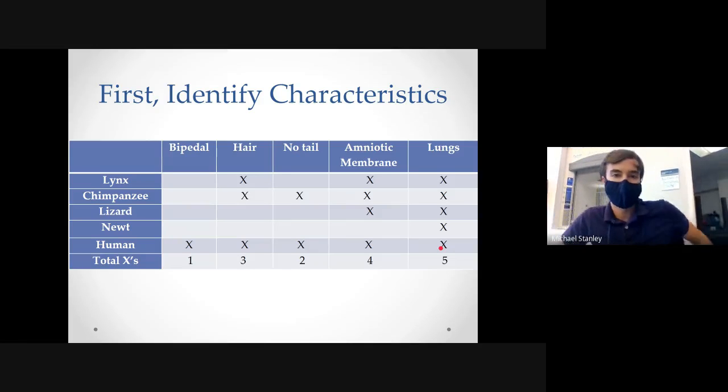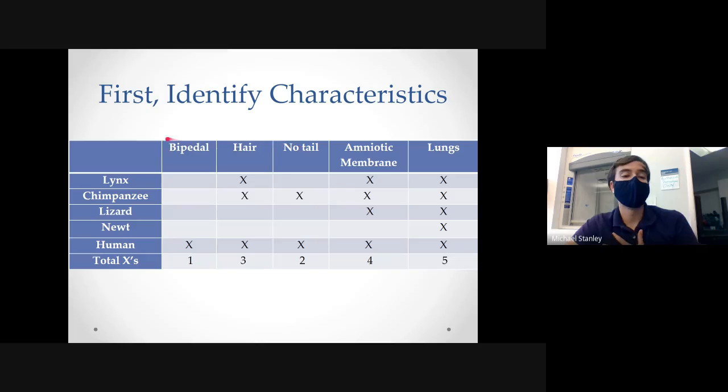So sometimes you'll see cladograms that look like this. And on this one, they label up all the X's down at the bottom. But that no longer tells you how many characteristics a specific animal has. Instead, it tells you how many animals share this particular characteristic. So we can't base our cladogram on these numbers down here anymore, because they're just telling us how many animals are bipedal, how many animals have hair, how many animals don't have a tail.